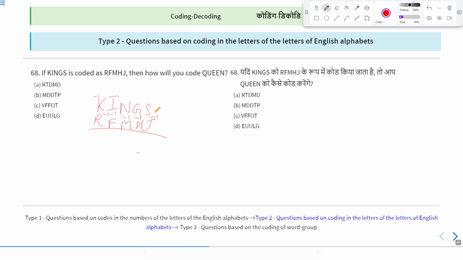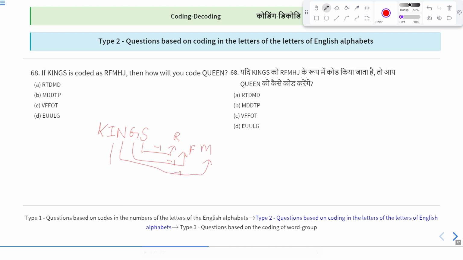K minus 1 J, I minus 1 H, N minus 1 M, G minus 1 F, S minus 1 R. So in a way, we have K I N G S, which becomes S becomes minus 1 R, G minus 1 becomes F, N minus 1 becomes M, I minus 1 becomes H, K minus 1 becomes J. So minus 1 in reverse order, it seems.